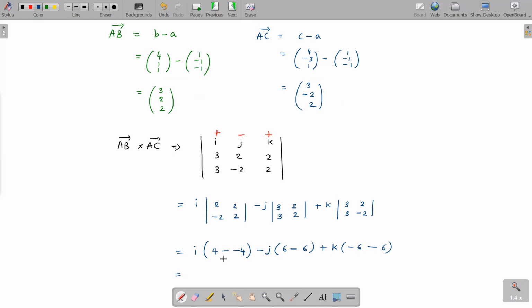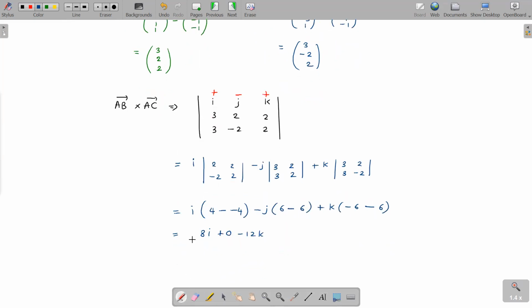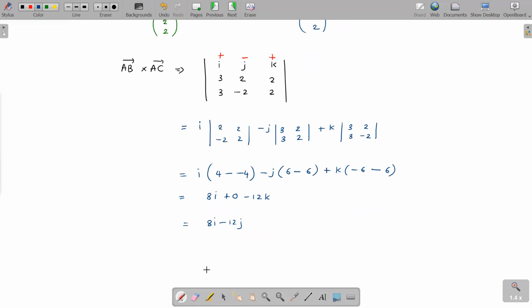So what do we get here? 4 minus minus is plus, so 8I, you get 0J and minus 12K. So basically 8I minus 12K. So that is my AB cross AC. Now what do we need to do? Let's get the modulus of AB cross AC.